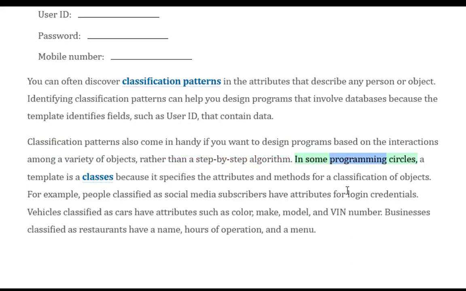In some programming circles, a template is a class because it specifies the attributes and methods for a classification of objects. For example, people classified as social media subscribers have attributes for login credentials. Vehicles classified as cars have attributes such as color, make, model, and VIN number. Businesses classified as restaurants have a name, hours of operation, and a menu.